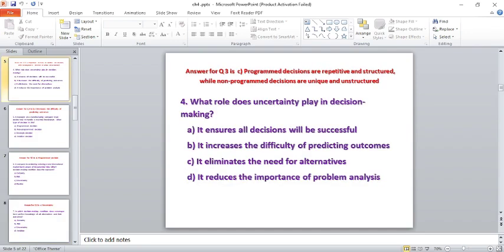Question number 4. What role does uncertainty play in decision making? A. It ensures all decisions will be successful. B. It increases the difficulty of predicting outcomes. C. It eliminates the need for alternatives. D. It reduces the importance of problem analysis. Question number 4, the answer is B. It increases the difficulty of predicting outcomes.